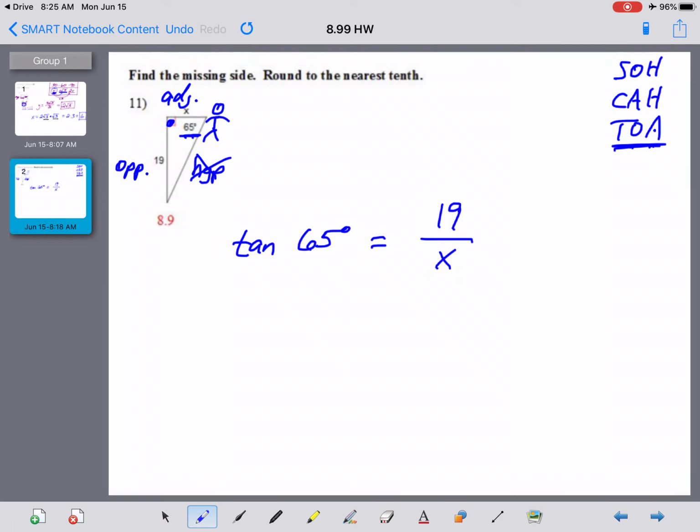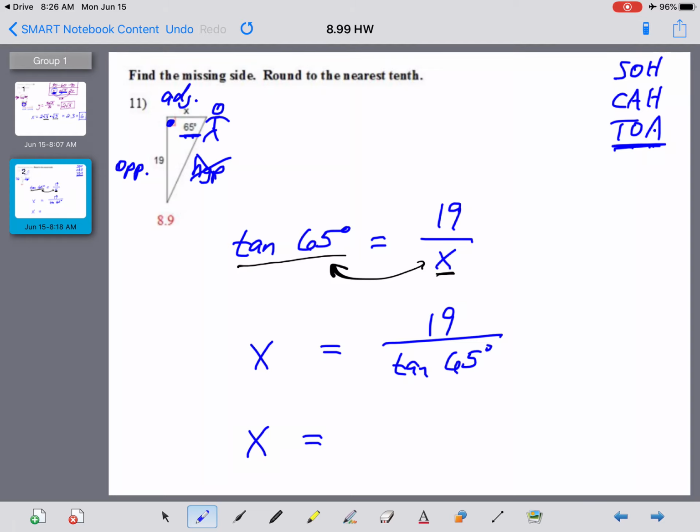Now this is not our favorite setup because the variable is located on the bottom of that fraction. So what we do in a case like this is we take the left side and the bottom right and we just flip-flop these two. So our new equation now is going to put x by itself on the left, equal to the 19, which does not move. That stays on the top of the fraction on the right, but the tangent 65 degrees now becomes the denominator on the right. And that's a big expression we can put in our calculators right now.